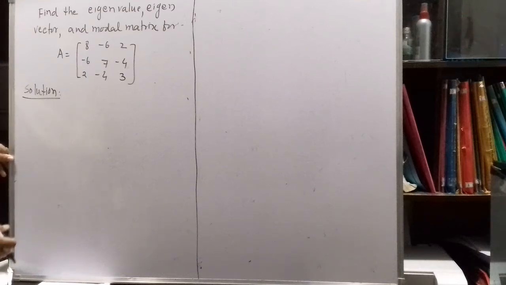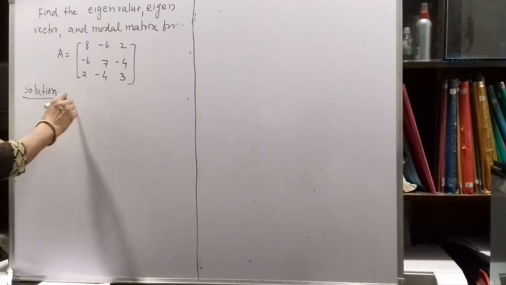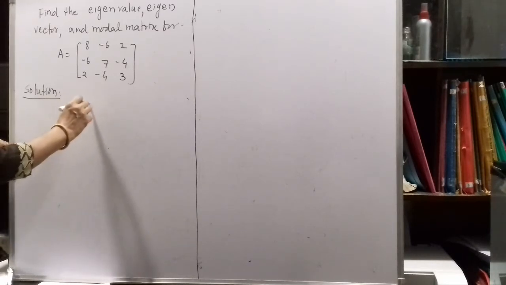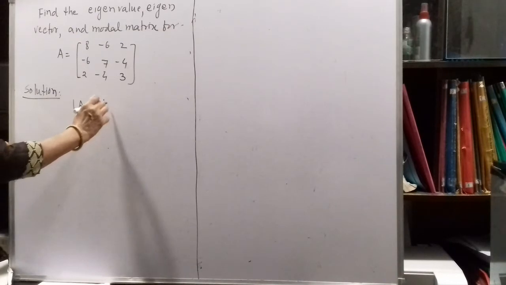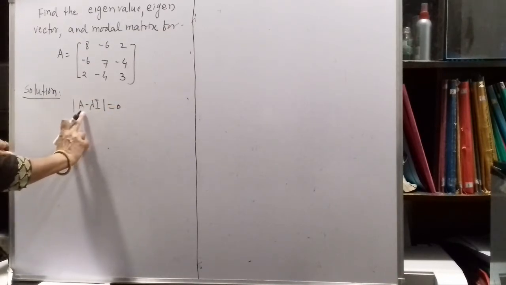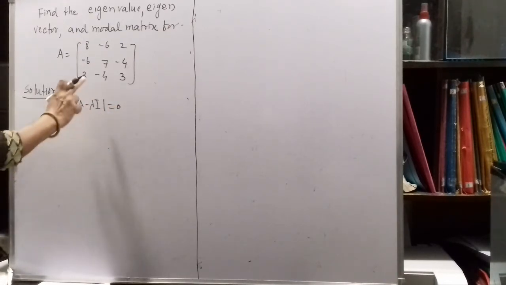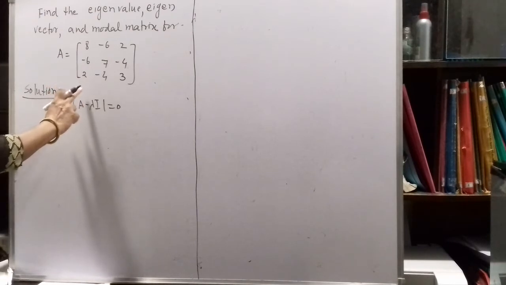Find the eigenvalues, eigenvectors and modal matrix for the given matrix A. To find them, we first have to find the characteristic equation. The characteristic equation is determinant of A minus lambda I is equal to 0.